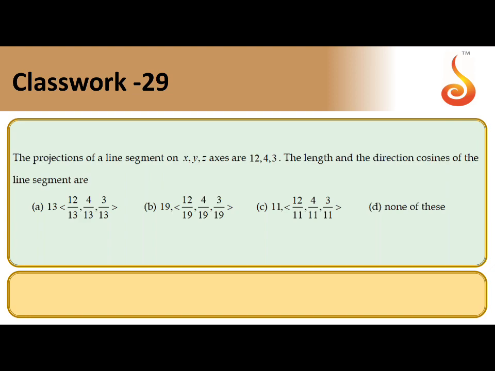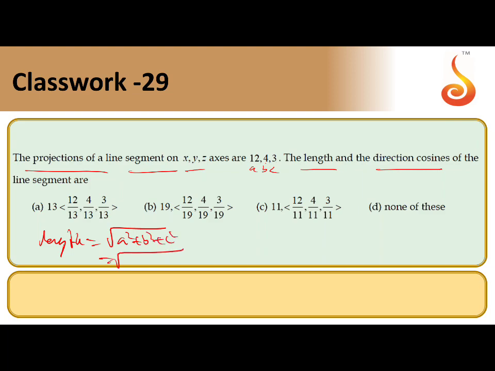Next question. The projections of a line segment on the x-axis, y-axis, z-axis are 12, 4, 3. That is, you can take a, b, c, the length and direction coefficients of the line segment. So the length will be root over a square plus b square plus c square, means root over 144 plus 16 plus 9. So that means root 169, that gives 13. So the length of the segment is 13.